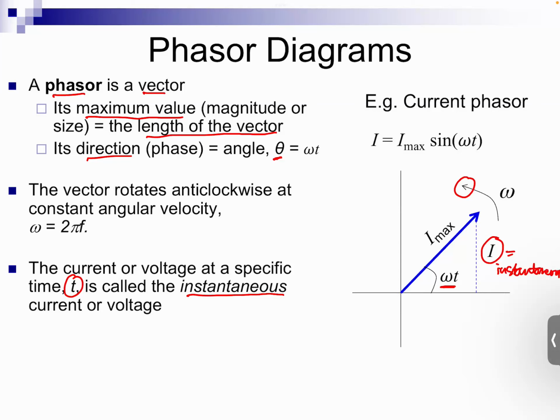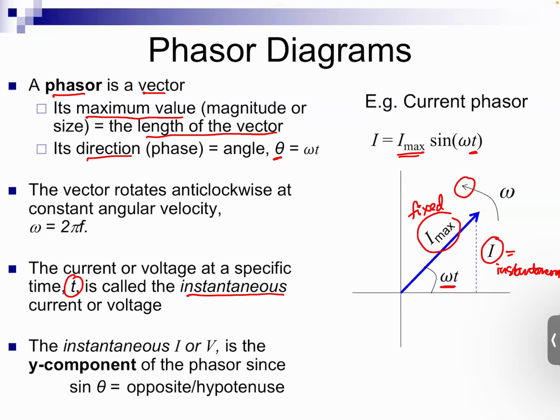Because at a particular instant of time, when this phasor is oriented this way with an angle omega t, the current is this current. The maximum current is always fixed. It's the maximum current that the voltage source can generate, so that maximum current is fixed. But this instantaneous current I changes with time as the phasor rotates around the circle. And how do we find this instantaneous current? We find the instantaneous current as the y component of this phasor vector.